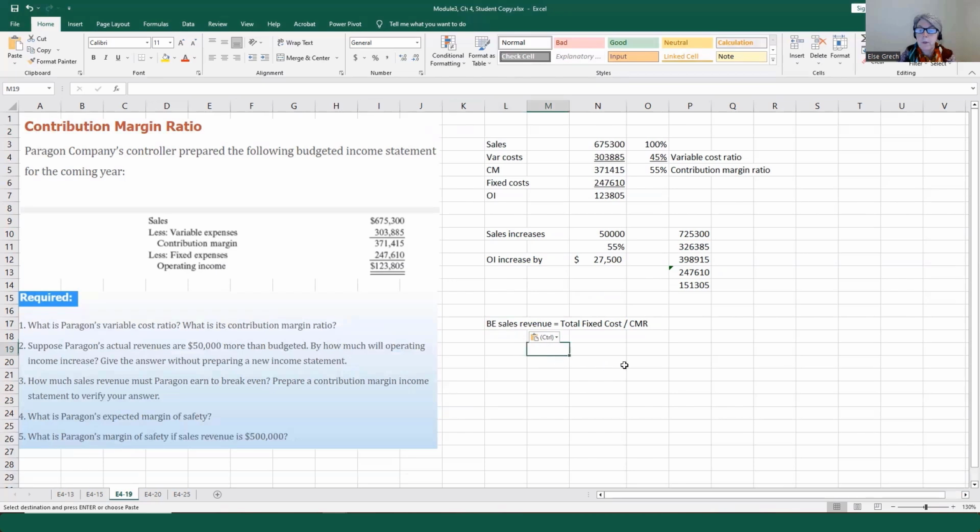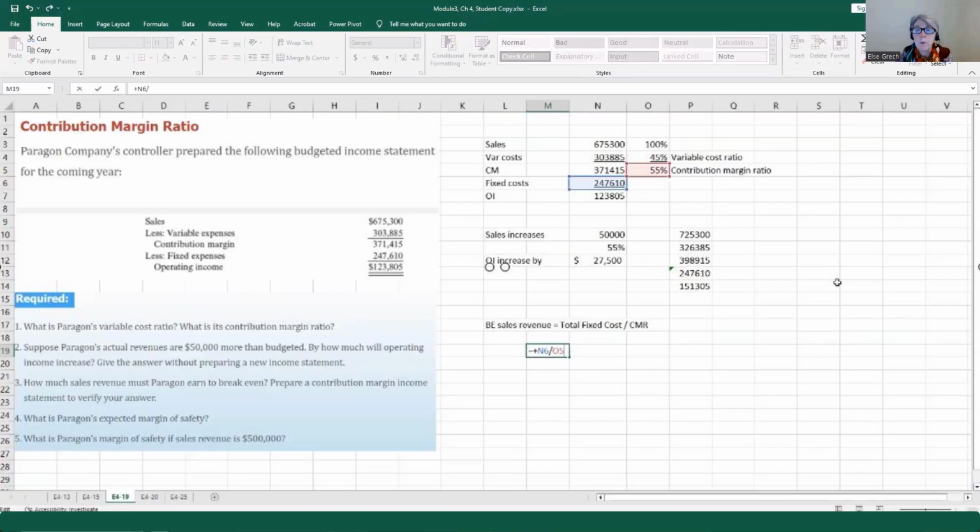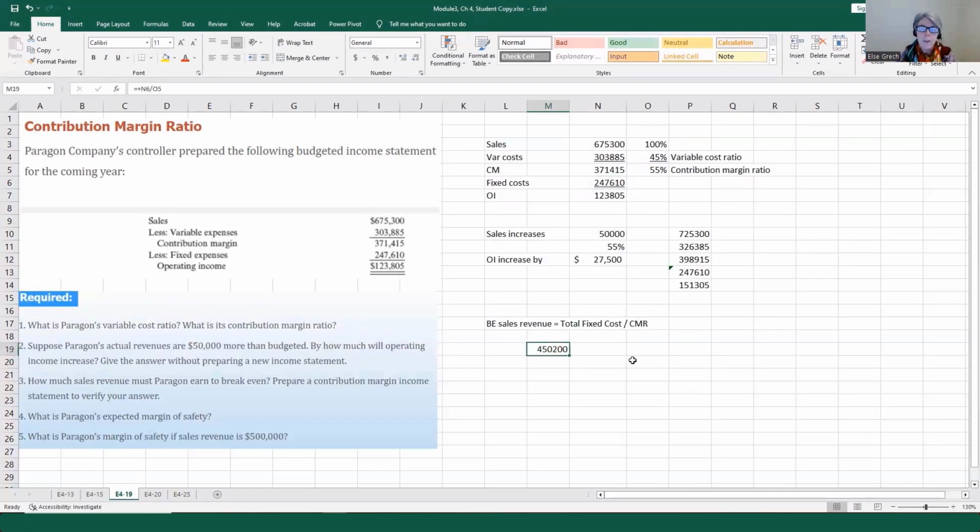So remember what that's going to be. It's going to be the total fixed costs divided by the contribution margin ratio. It is going to be $450,200. So how much sales revenue do they have to earn to break even? That's how much they have to earn, right? That's what their sales revenue has to be. I'm going to just put it over here. So remember, we're doing sales revenue.